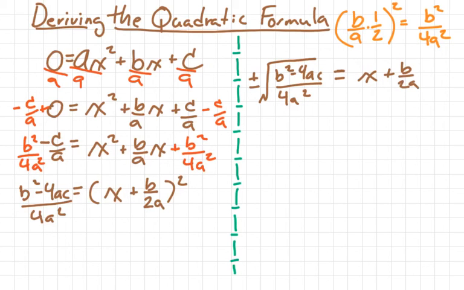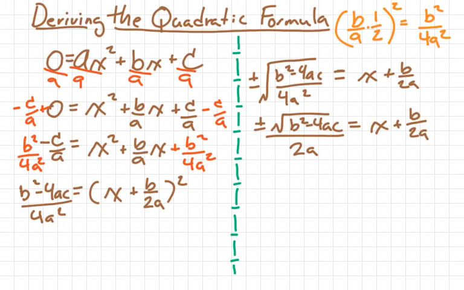All right. Next step, I notice that I can simplify this. If I break this square root up into the square root of b squared minus 4ac over the square root of 4a squared, 4a squared is a perfect square. So I can make that into 2a. So here I'll get plus or minus the square root of b squared minus 4ac over 2a. That's equal to x plus b over 2a.